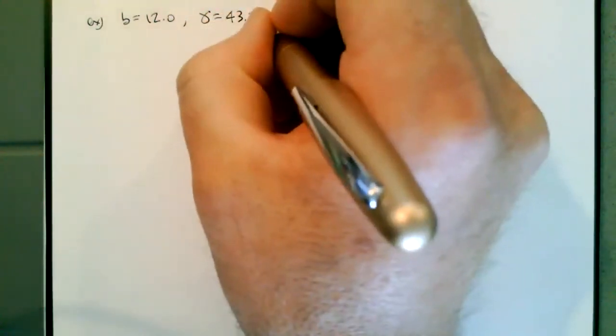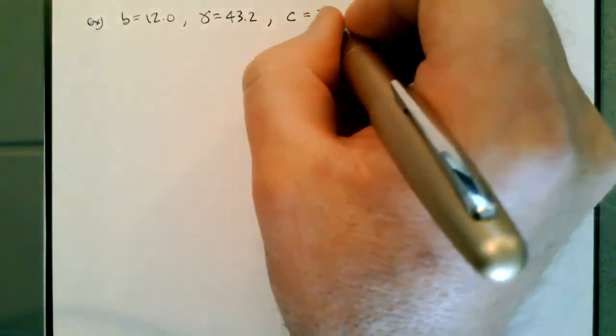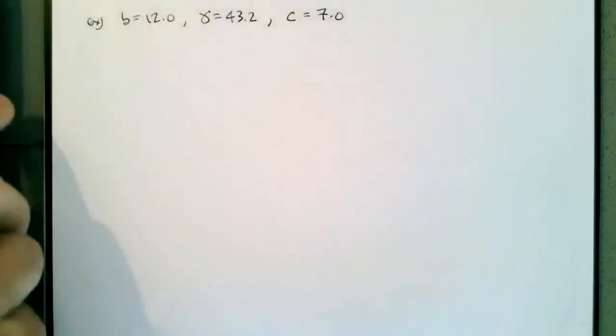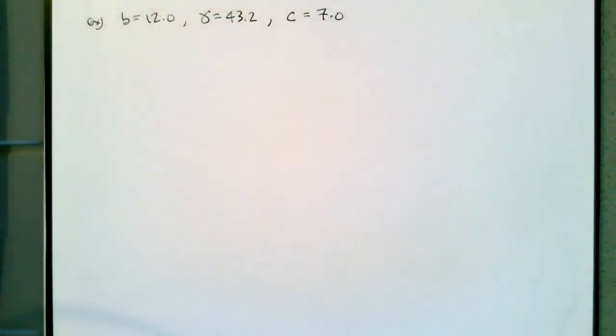Let's suppose that B is 12, gamma is 43.2, and side C is 7. Once again, we want to identify the case that we're in. I have C and gamma. I have a set of opposite information. That indicates law of sines should be used. And I have another side. So that tells me I'm in the ambiguous case of the law of sines.